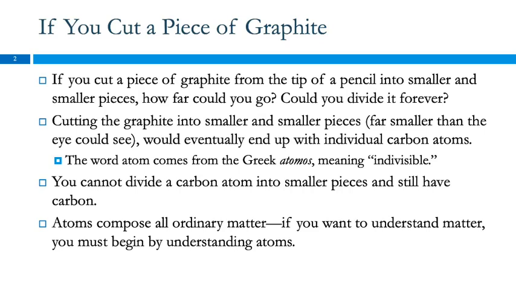Well, you would get to a smallest particle, and that particle is called an atom. Eventually you get down to 2 carbon atoms, and you split those in half, and then you have 1 carbon atom. You cannot cut that in half and still have carbon. The word atom comes from the Greek word atomos, meaning indivisible. So atoms compose all ordinary matter, and if we want to understand what matter does and why, we need to understand the atoms.